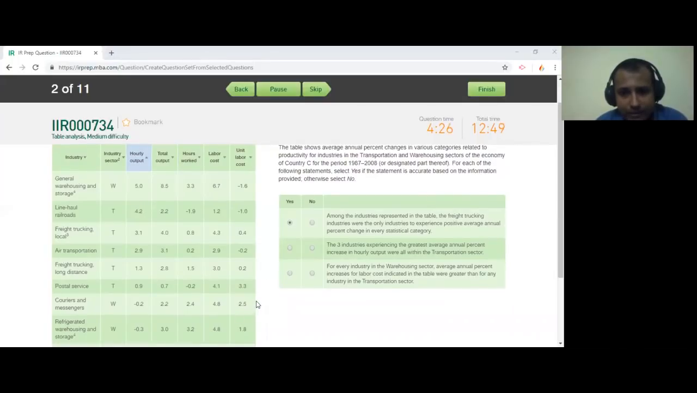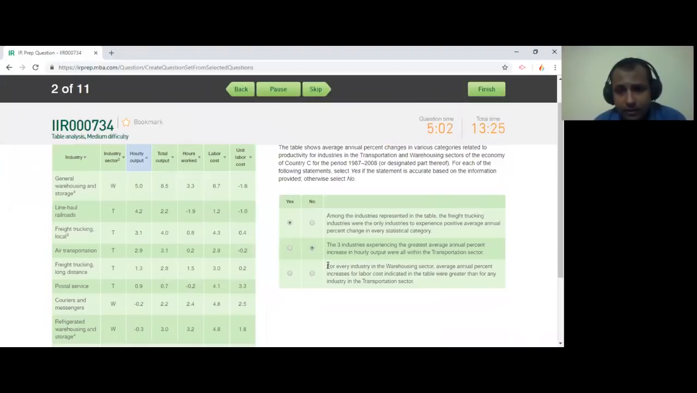Yeah, Jayaskiran is saying no. So the reason is that it's asking that the top three should be in Transportation, with capital T, in the industry sector. I sorted and at the top I saw 5.0 relates to W, warehousing. So it's a no because for the three industries experiencing the greatest average annual percentage increase in hourly output, that highest value is a warehousing industry. So no.